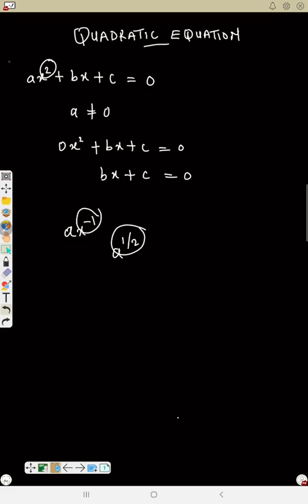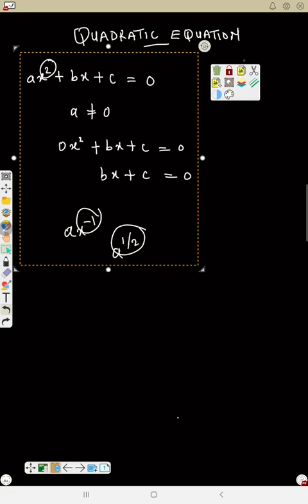Now the next thing here is we have methods we can use to solve quadratic equations. For now we have 4 methods: factorization method, completing the square method, formula method, and graphical method. Those are the 4 methods we can use to solve quadratics, but let's start with the first one, which is the factorization method. So number 1, we are doing factorization.